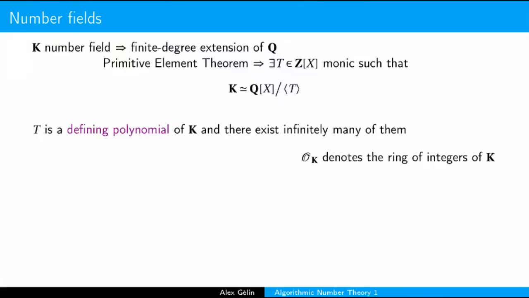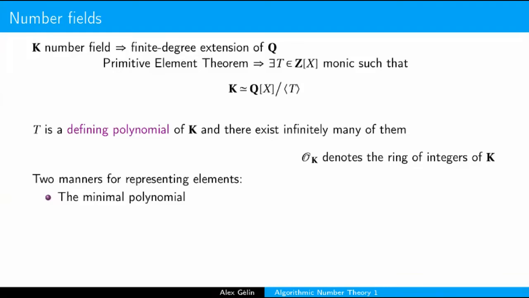I will denote by OK the ring of integers. I'm not going to use it a lot during the presentation, but I want to spend a bit of time on the way to represent elements. There are plenty of them, but I want to explain two of them. The first one, I think, is the easiest and the most common, the most algebraic too. It's just the minimal polynomial. You have an element, you take the minimal polynomial, and you get a polynomial mod T.